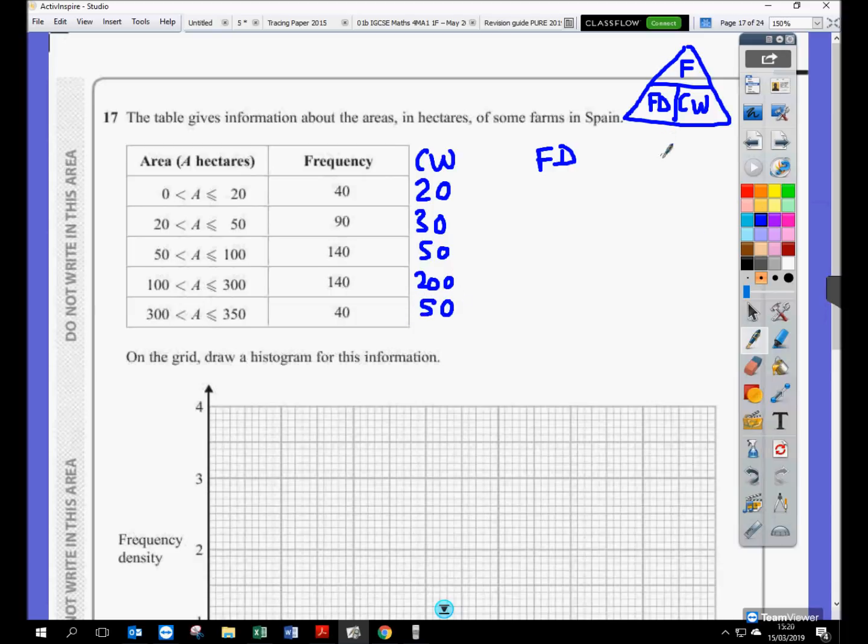How do you work out FD? It's frequency divided by class width. So 40 divided by 20 is 2, and so on.